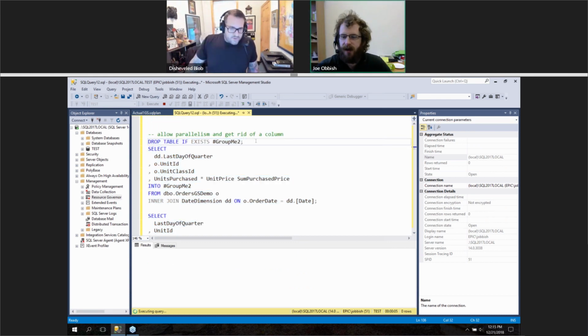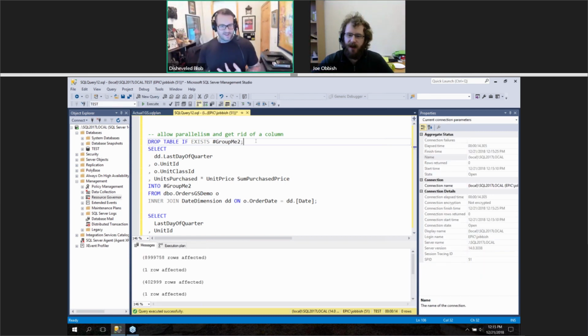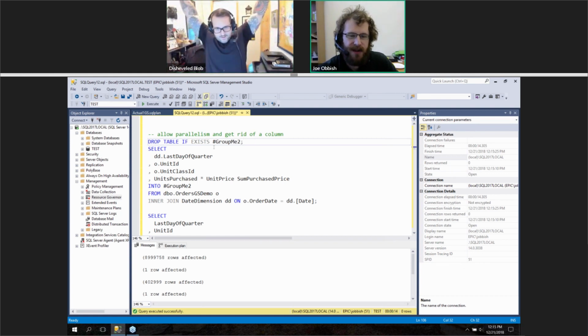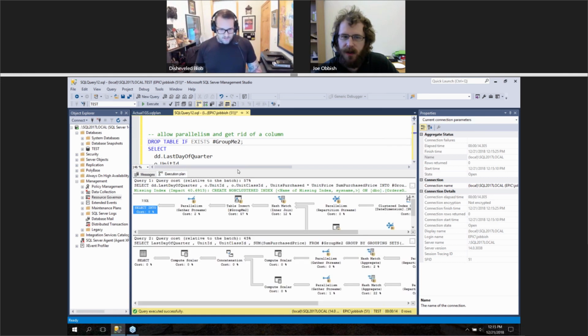So the same query, I'm letting the optimizer run it in parallel if it so chooses. Oh, there's an execution plan. So we went from about 21 to 14. Just interesting.